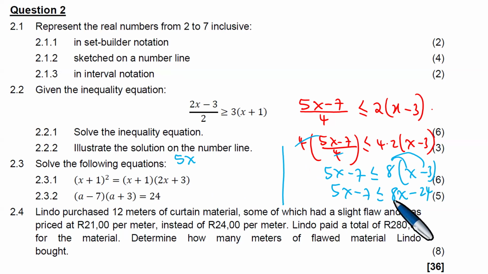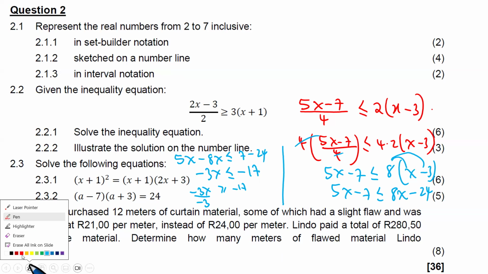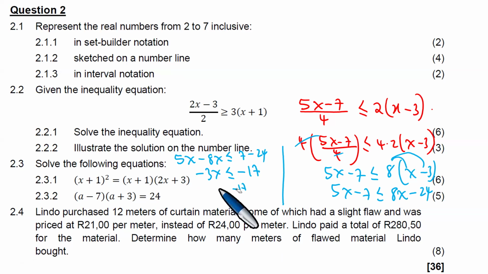Okay, now we have the 5x, you move the A, you transpose the 8. 7 minus, what is 5x minus 8x? Minus 3x. And then this is minus 17. So when we have the 3x, you divide by -3. Okay, good. So this one you can do on this side.